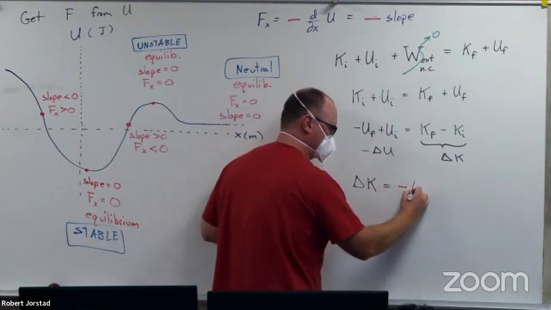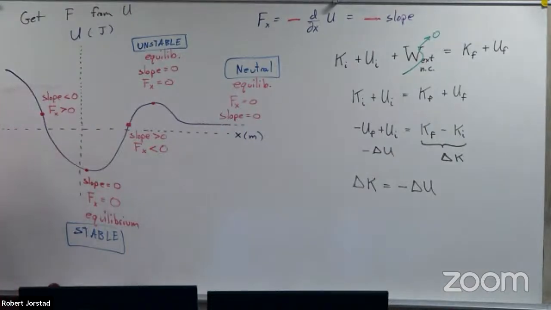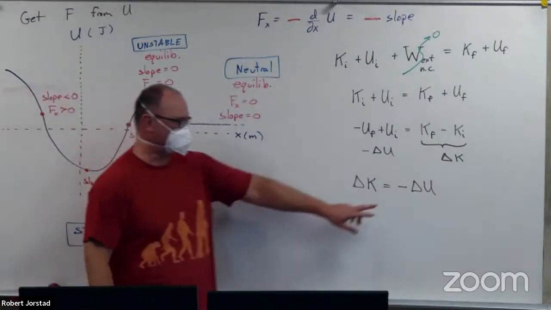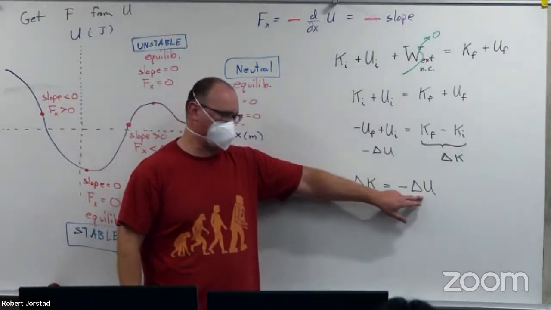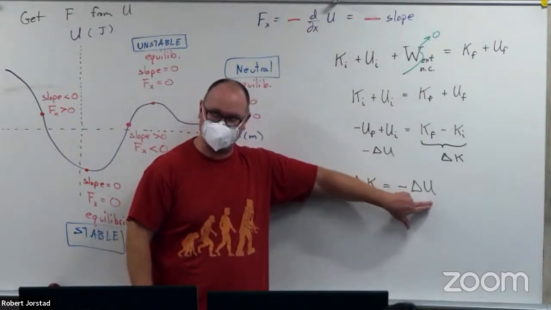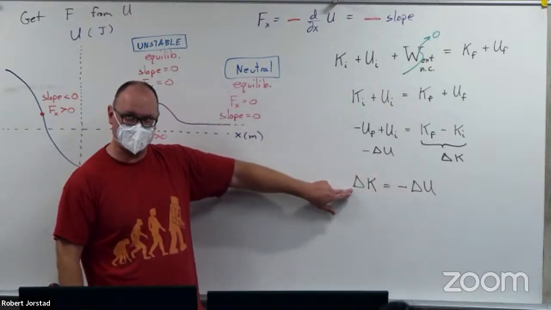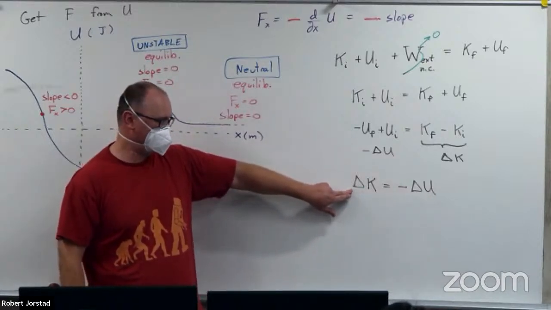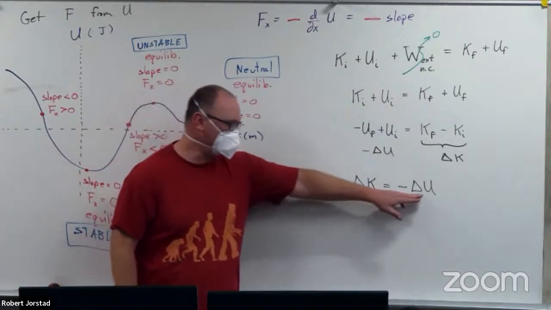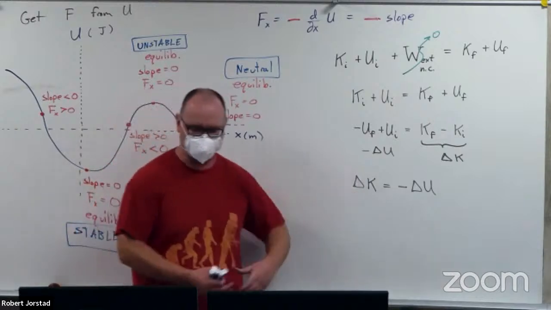We just flip the sides. Think about this. If the potential energy decreases, delta U is negative, delta K is what? Positive. If you lose potential, you gain kinetic, and vice versa.